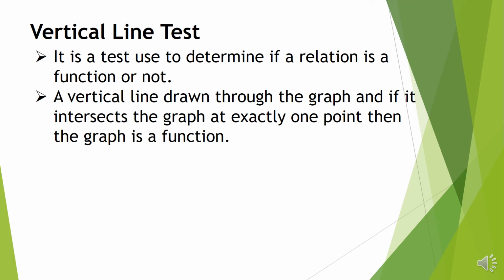Now, since you already know how to determine if the given diagram is a function or not, let us now proceed to a graph. To determine if the given graph is a function or not, we will use a vertical line test. It is a test used to determine if a relation is a function or not. A vertical line is drawn through the graph, and if it intersects the graph at exactly one point, then the graph is a function.